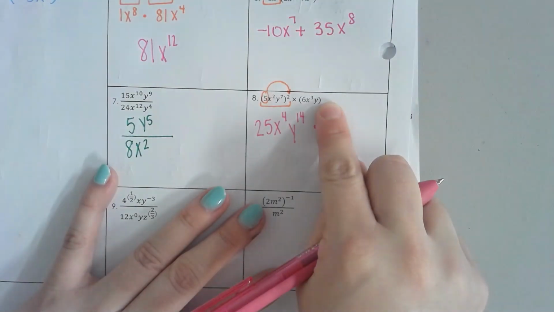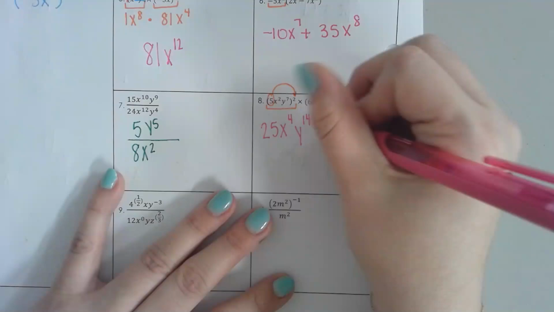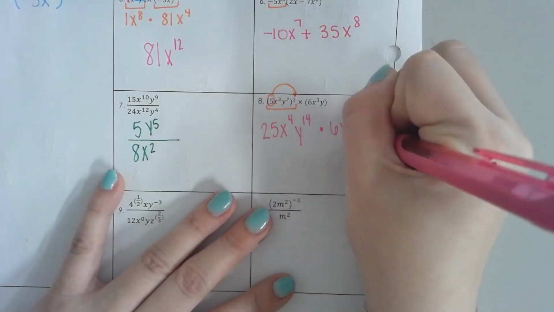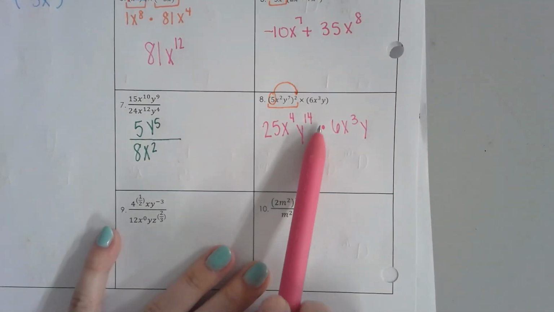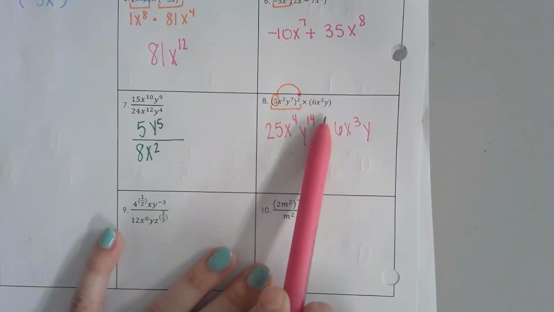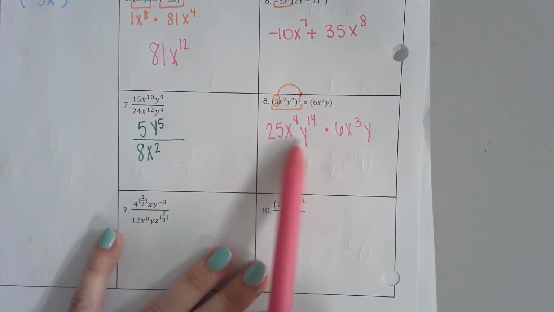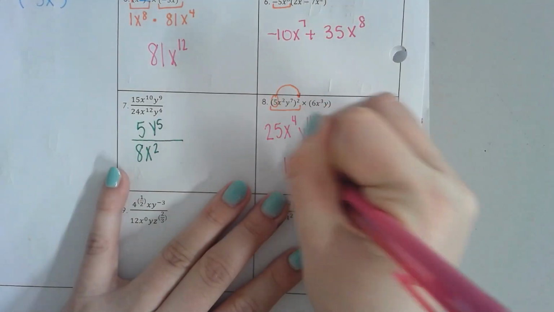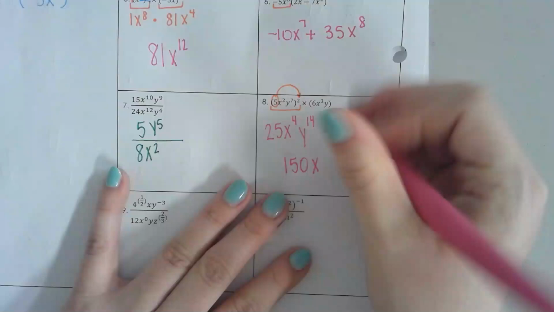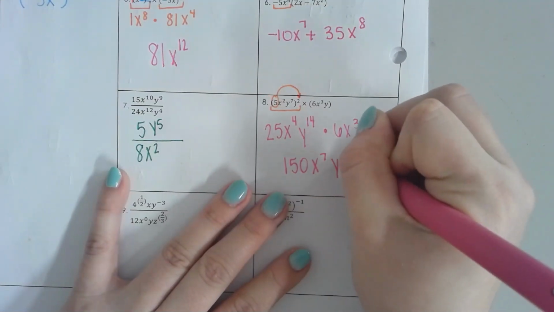This one over here does not have an exponent at all. It's just 6x cubed y. Can I combine these? Yeah, I can multiply them. I could not add them, but I can multiply them. 25 times 6, 150. X to the 7th, y to the 15th. Very good.